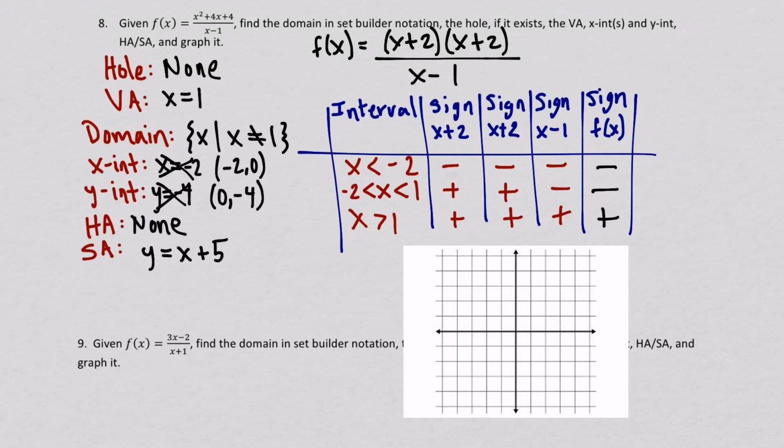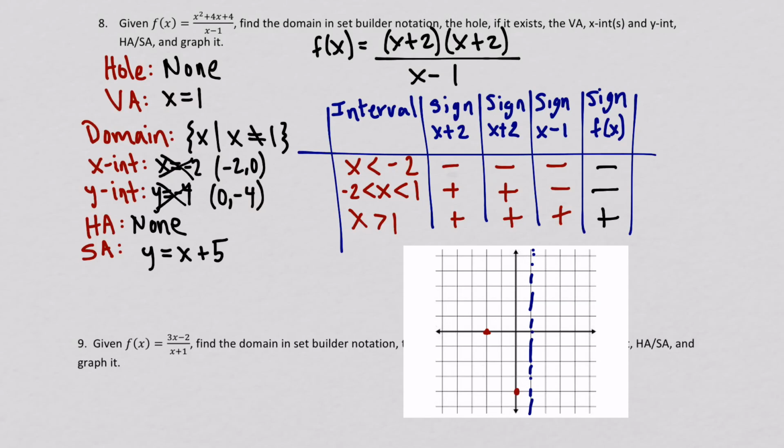Okay, so let's start graphing it. I'm going to start with the vertical asymptote, x equals 1. So x equals 1 is a vertical asymptote. Right there. Next, I am going to graph the x-intercept, which is -2. So it's going to cross the x-axis at -2. The y-intercept is -4, so it crosses the y-axis at -4. Right there.